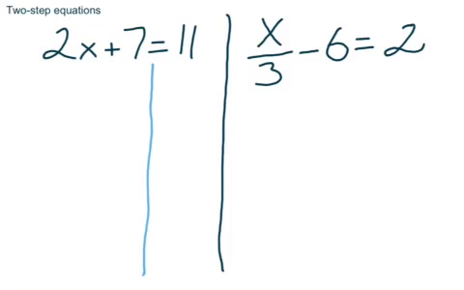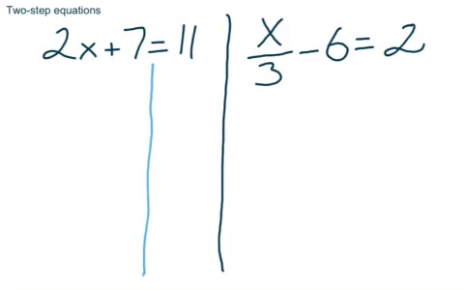That way, whatever I do on one side, I have to do on the other, and this is just my visual reminder to do so. Let's start with 2x plus 7 is equal to 11. So remember, the goal of solving any equation is to isolate the variable, meaning to get it by itself, and figure out what its value is.